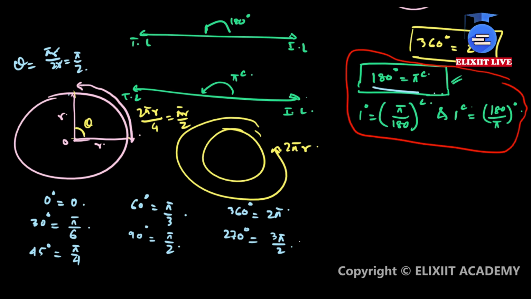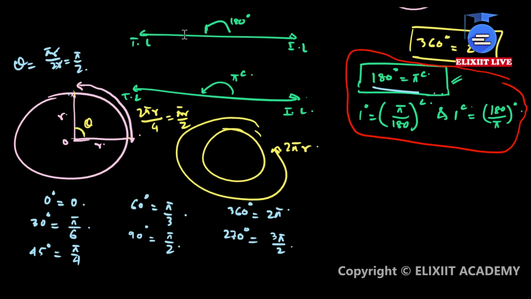So likewise, at the very beginning you will have difficulty visualizing this. 180 degrees is pi radians, 30 is pi by 6, 45 is pi by 4, but gradually with practice you will learn all these. After this class, right now itself, you must remember all these notations. Very, very important.